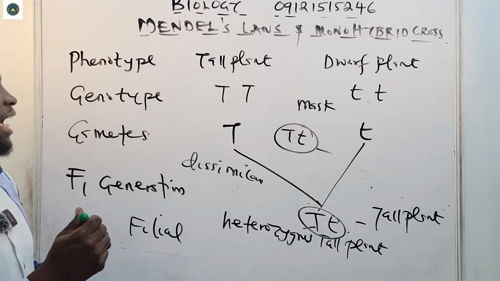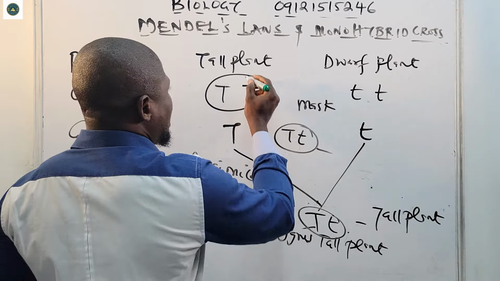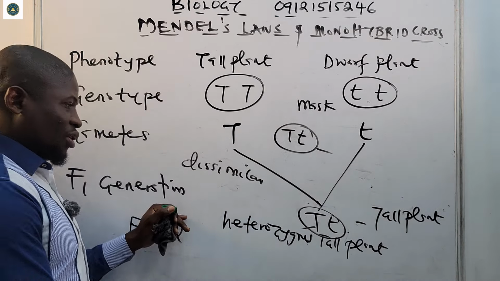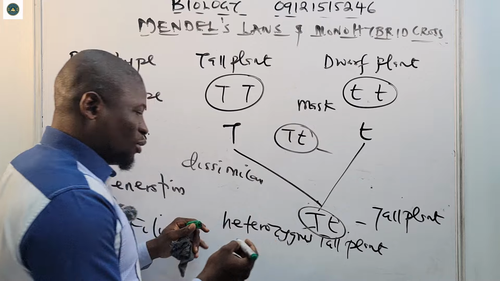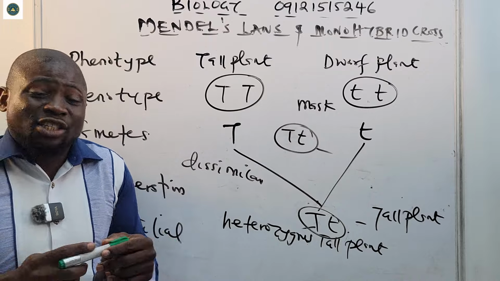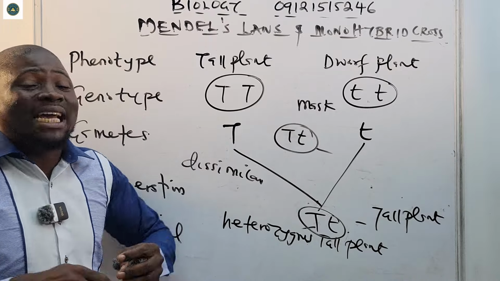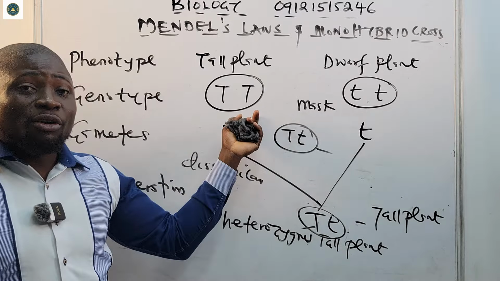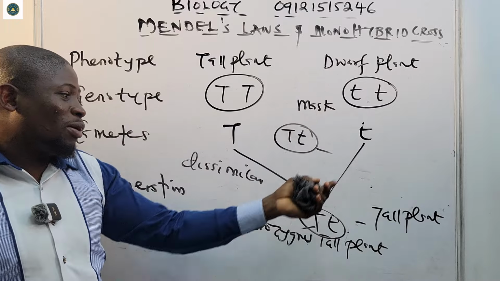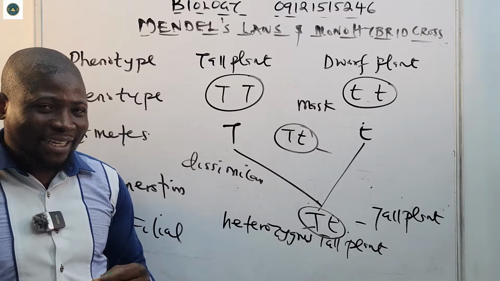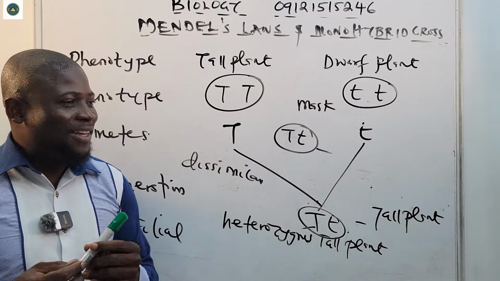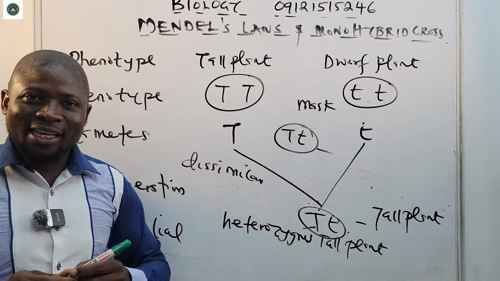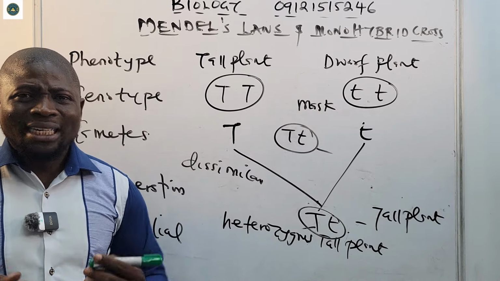So initially, we had a pairing which was similar. But what was our result in the first filial generation? We are getting a pairing that is dissimilar. That is not the same. That's heterozygous. We began with homozygous, pure tall and pure dwarf, but we are getting a heterozygous tall plant. So this is what made Mendel more curious. Why are we having this? So now, what did Mendel do next?